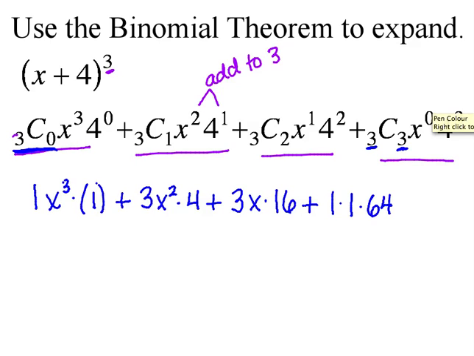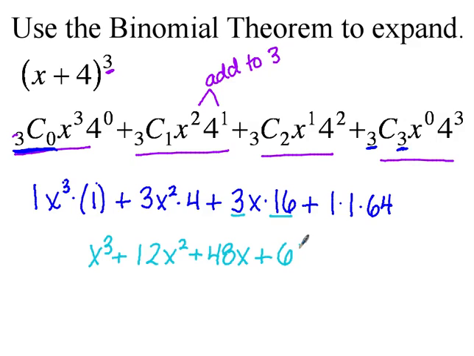So the last thing I need to do now is just individually simplify. I've written out all the individual components from each of the terms. What will my first term be? x cubed. What will my next term be? 12x squared. Very good. What was my next term? 3 times 16, 48x. 48x, yep. And then my last term will be 64. And there you go.